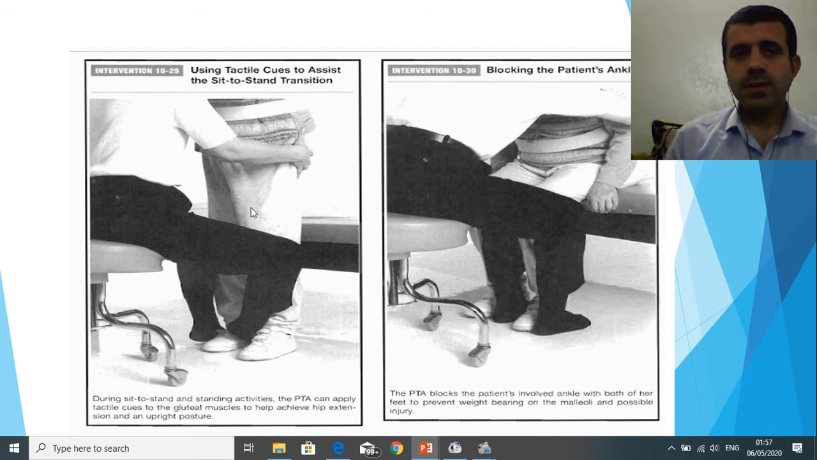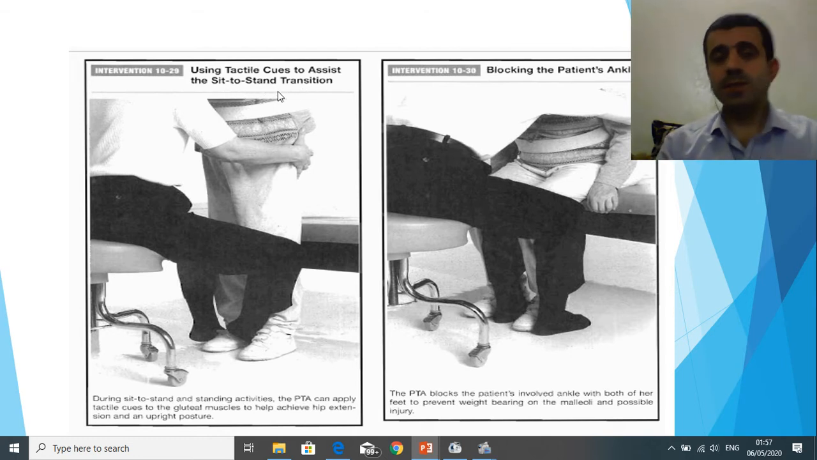This is using tactile cues to assist the sit to stand transition.